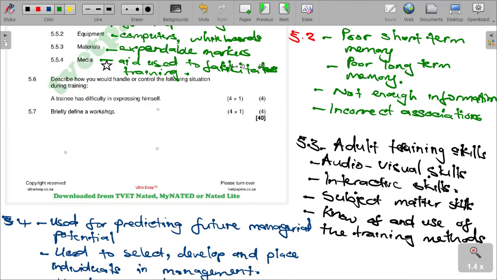Let's go to question 5.6. Describe how you would handle or control the following situation during training. A trainee has difficulty in expressing himself. How are you going to handle or control this situation whereby a trainee has difficulty in expressing himself, right?